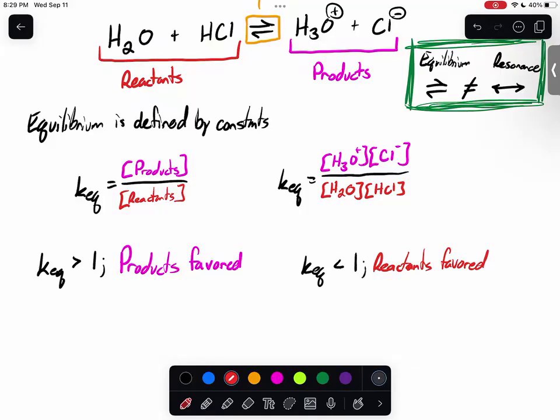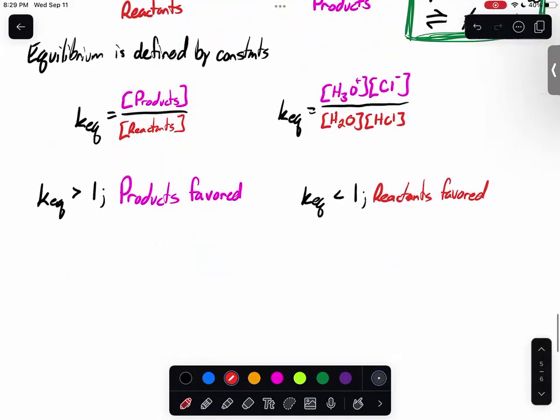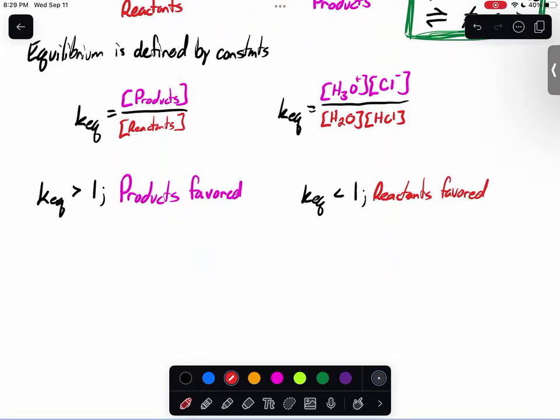All right? The last type of equilibrium we can have is right in the middle where our KEQ is equal to 1. If our KEQ is equal to 1, the concentration of our products is equal to the concentration of our reactants. And what that tells us is that this would be a perfect equilibrium where no side is favored.